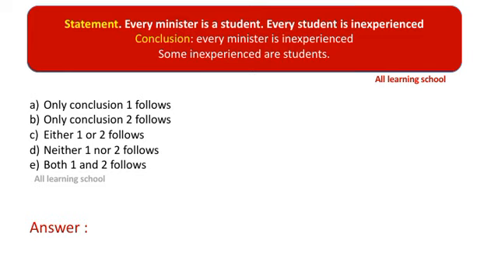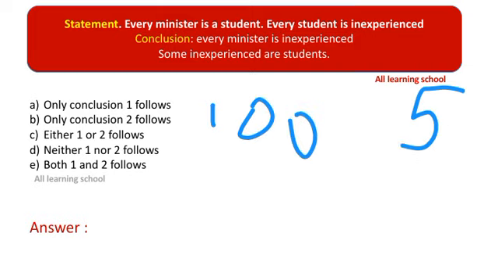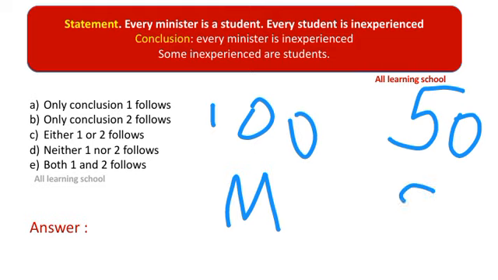Number 5. There is question number 5. Every minister is a student. Every student is inexperienced. Here we will assign the income of every as 150. We'll assign the income of every minister is a student: minister is 100 and student is 50. Similarly, in the second, student is 100 and inexperienced is 50. We have assigned them income.